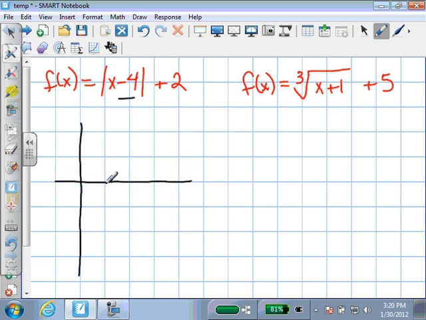With x, it's going to move right 4. After the function, it's going to move up 2. And it's going to be our absolute value graph. So it's going to be this. Okay.